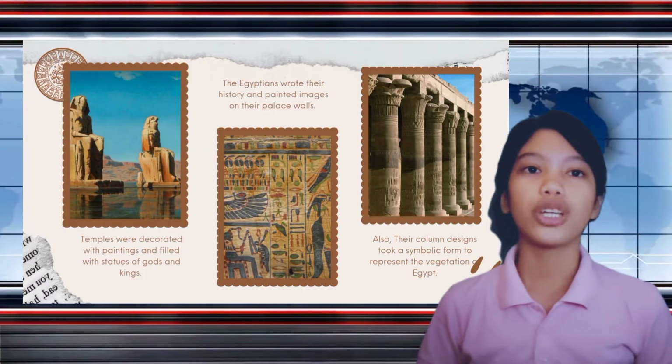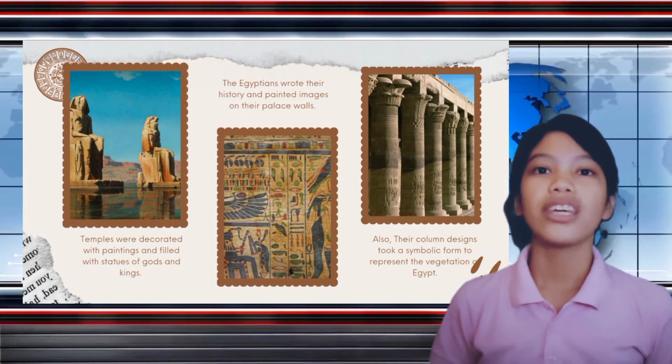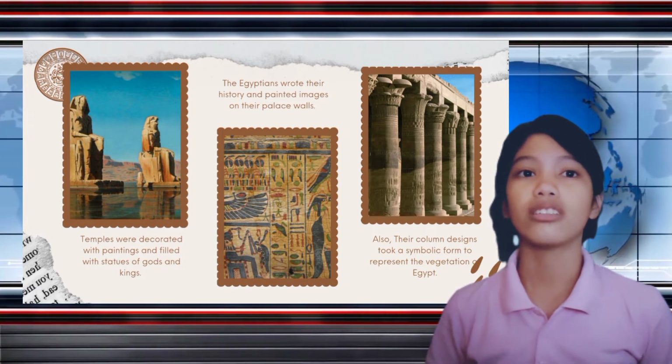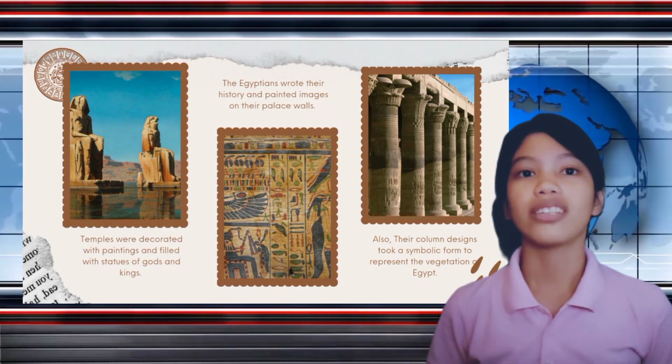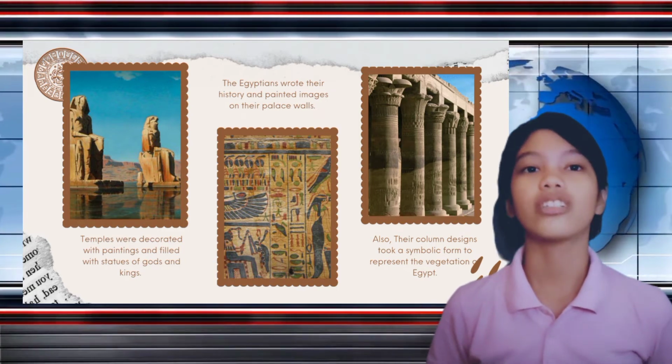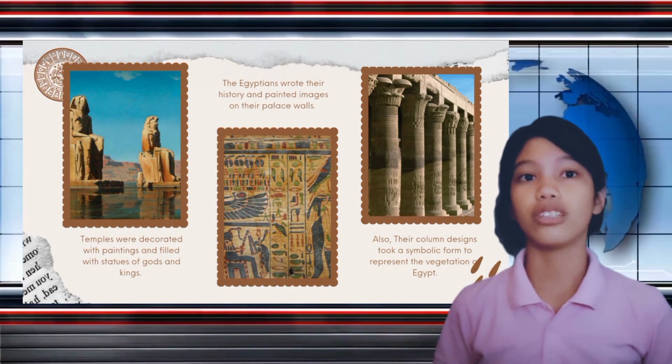The temples were decorated with paintings and filled with statues of gods and kings. In doing that, they served the gods, showed devotion to the kings, and maintained the order of the universe.